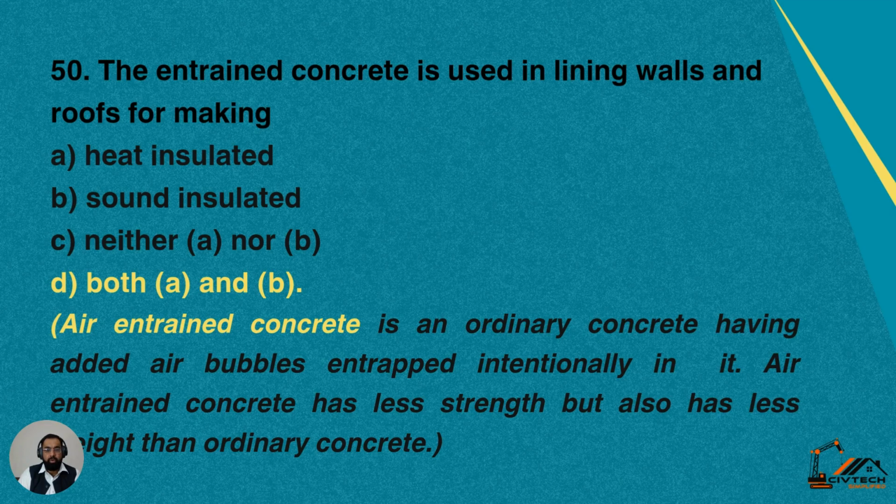Here I have also given the explanation of the entrained concrete. Air entrained concrete is an ordinary concrete having added air bubbles entered intentionally in it. Air entrained concrete has less strength but also has less weight than ordinary concrete. Just to make the roof heat insulated and sound insulated, we enter the air bubbles inside the concrete, and that concrete is called entrained concrete. It has less strength, but of course it has less weight as well.